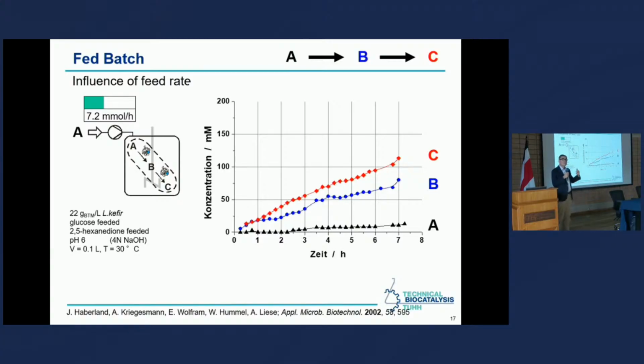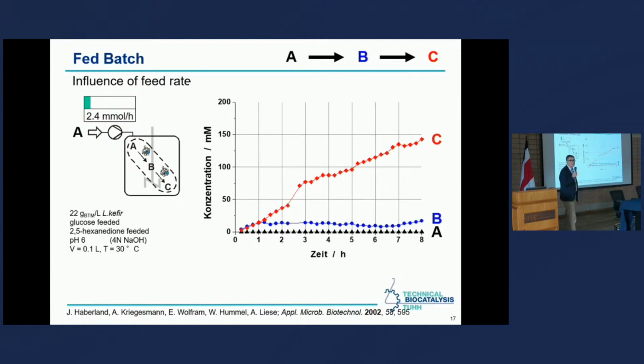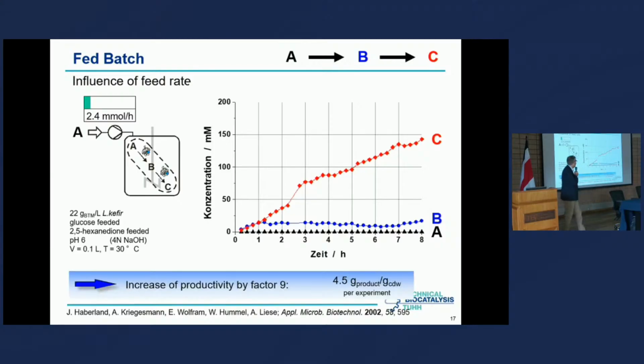And now we further reduce the feed rate per catalyst activity. You can see we come to the situation that we wanted to reach, that we have a constant increase in relation to our feed, and A and B, our starting material and intermediate, are at a very low level. And this is determined by the catalyst activity and the amount of starting material we give per time unit. And by this means, we increase the productivity by a factor of 9 in the fed batch reaction.